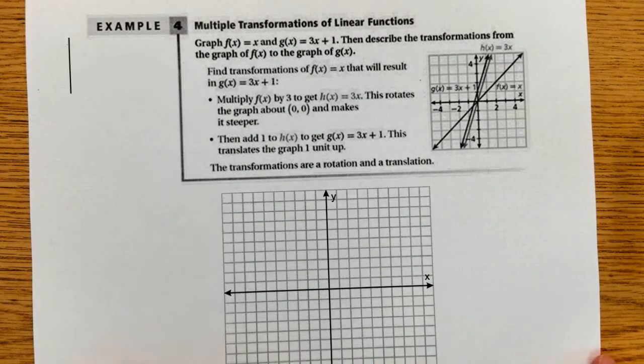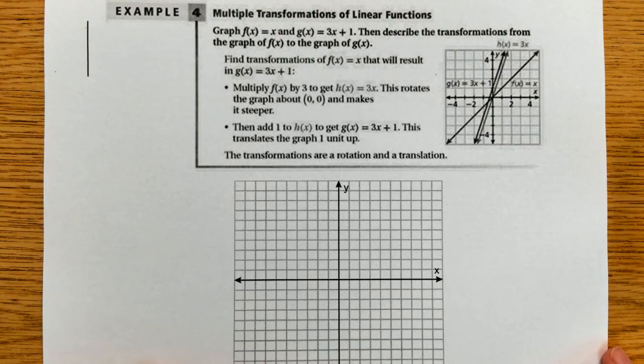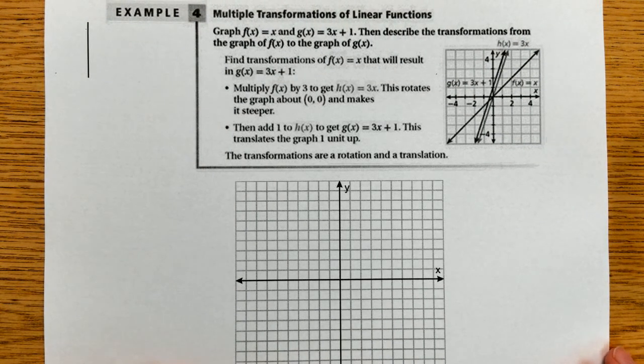So now we're going to look at example 4. In example 4, we're going to see multiple transformations of linear functions. So it says graph f of x equals x and g of x equals 3x plus 1. Then describe the transformation from the graph of f of x to g of x.